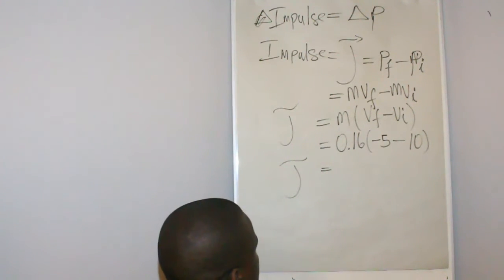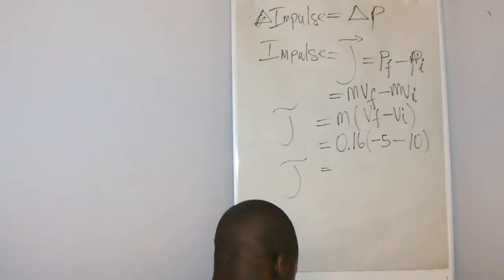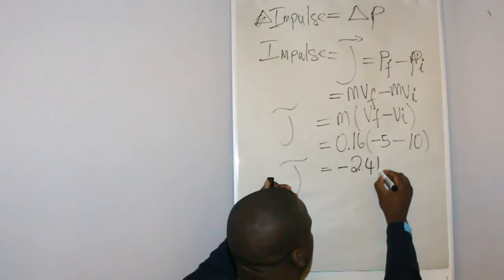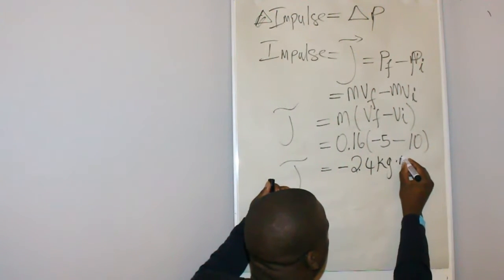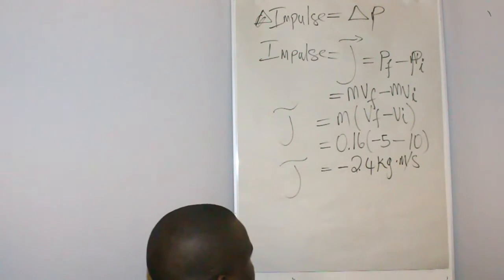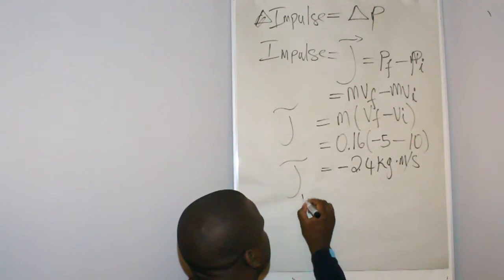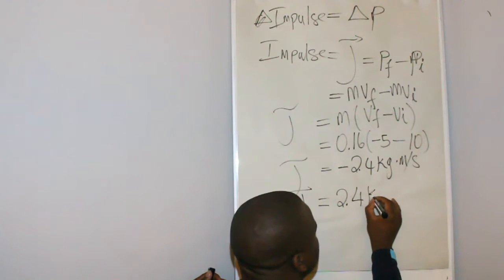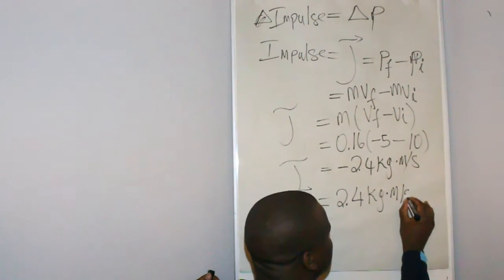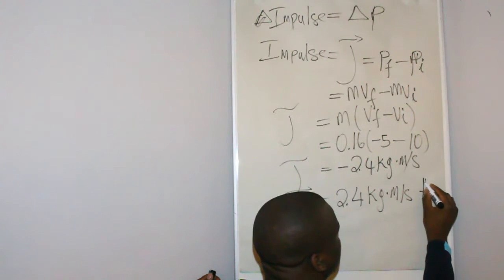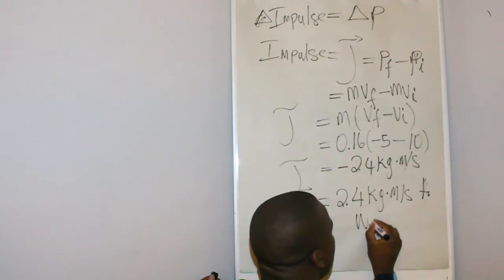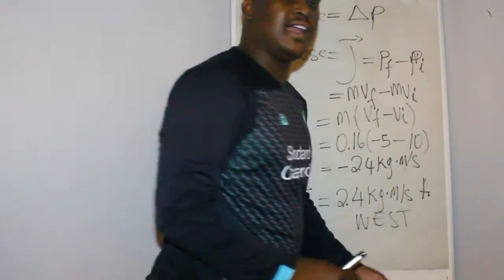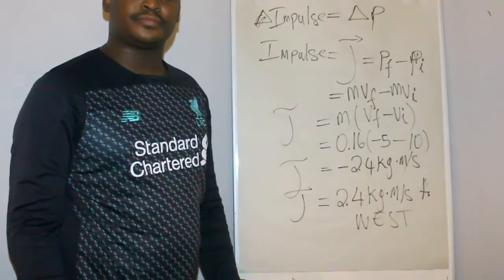So the impulse is -2.4 kg meters per second, which in other terms you can say the impulse is 2.4 kg meters per second. Which direction? Negative, west. That's the direction of the negative side. In our case, it's west.